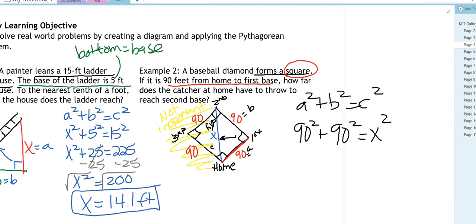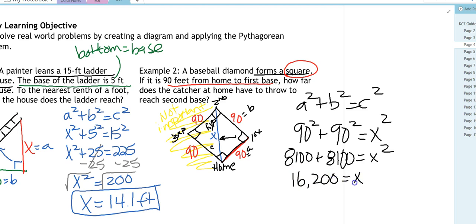Simplifying this, 90 squared is 8,100 plus 8,100 equals x squared. When we add these two together, I get 16,200 equals x squared. I want to take the square root of both sides, and when I do that, x is going to equal about 127.3 feet.